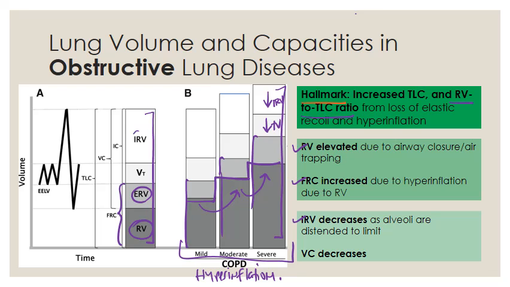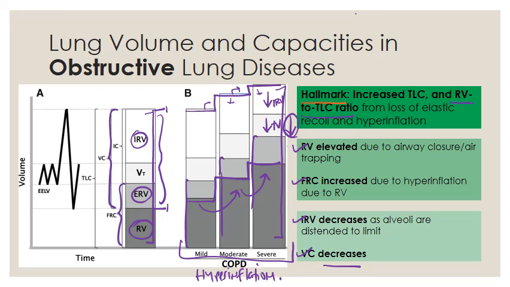Next, the inspiratory reserve volume. This begins to decrease, so we can see a mild to moderate decrease with each step. And it decreases as alveoli are more and more distended to their own limit. And lastly, vital capacity decreases. Vital capacity, as a quick review, is everything from maximal inspiration to expiration. So over the severity of the disease, this is going to reduce.